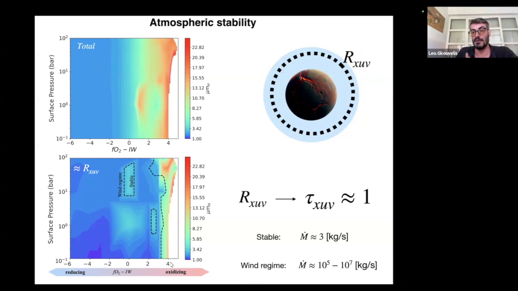But if your initial conditions are more oxidized, and I show you here the parameter space where the atmosphere is stable and where it's the wind regime, if you live in this interior state regime, you can actually have a stable atmosphere, and you can sustain it, right? You can sustain it. Then this has many implications on habitability, etc.